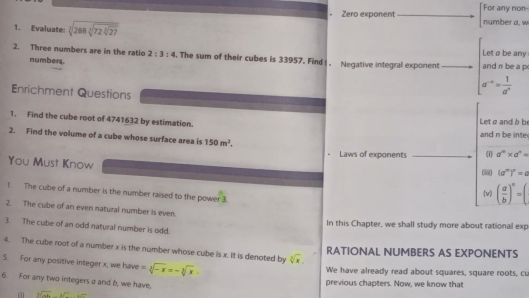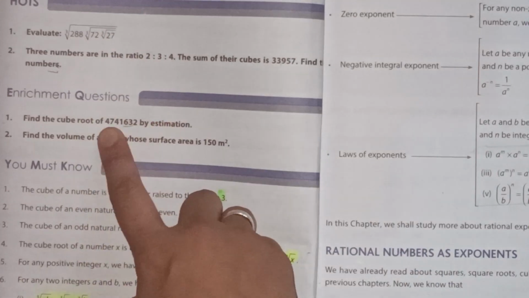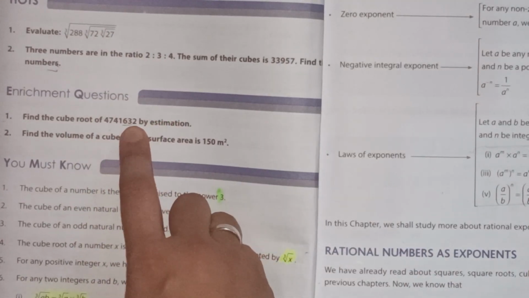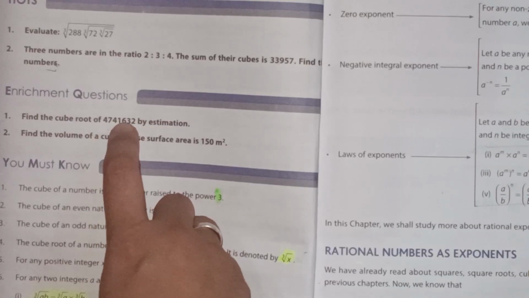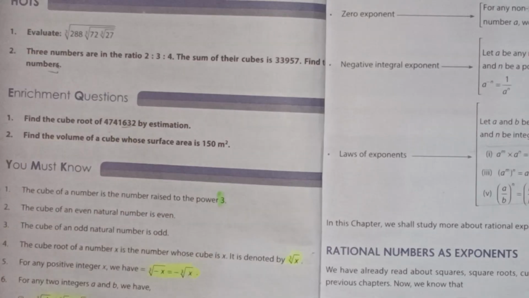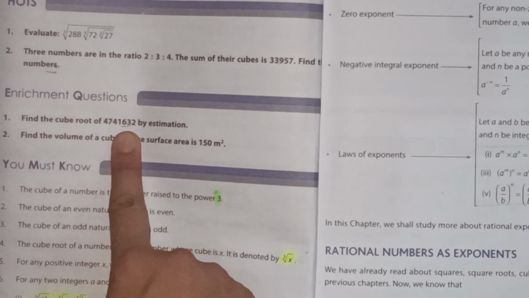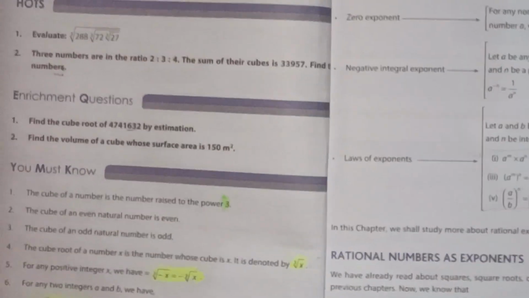In this question, by the estimation method, we have to make two groups, first group and second group, starting from the back. Taking the first group as 632, and the rest, 4741, is our second group. Always take the first group from the back side. Now let's begin writing the answer.